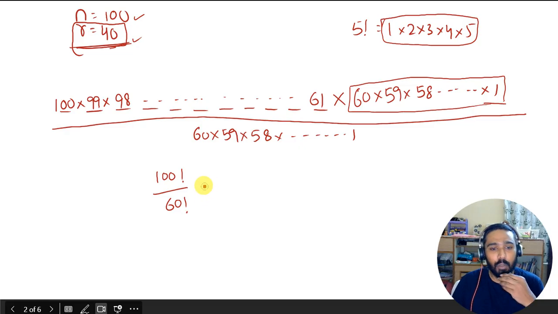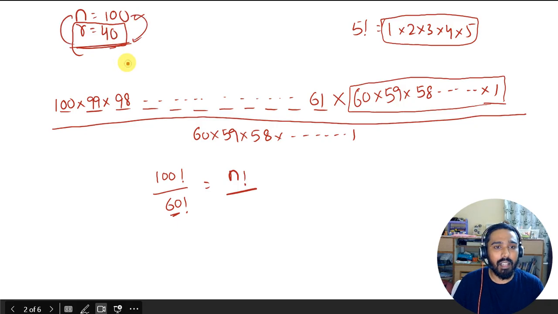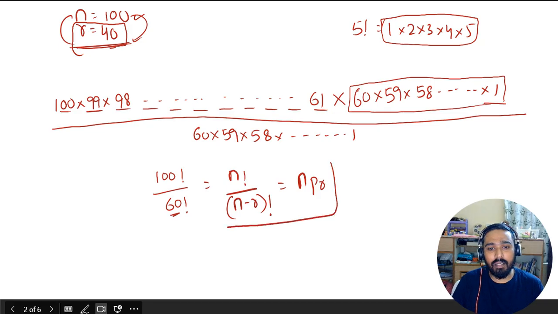Right, now I want to put it into variables. I know that 100 is equal to n. So instead of 100 factorial, I will write n factorial. And I know that 60 is n minus r, which is 100 minus 40, correct? Which is 60. So instead of that, I can write (n minus r) factorial. And this is the formula for permutation, which is nPr: n factorial divided by (n minus r) factorial.